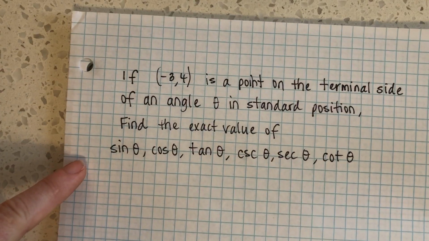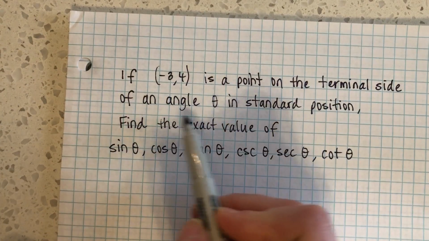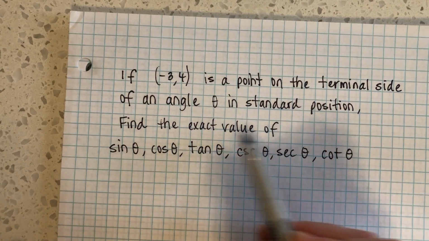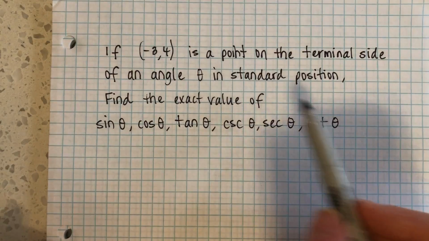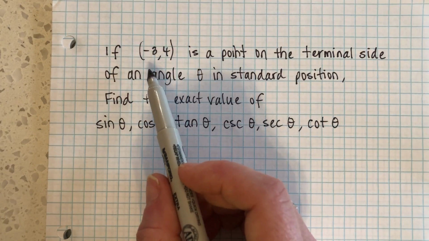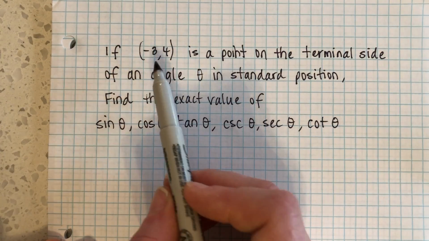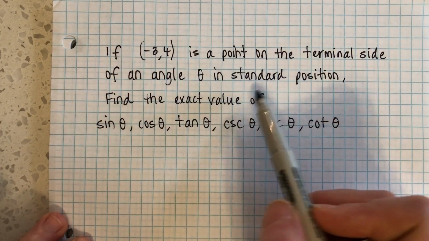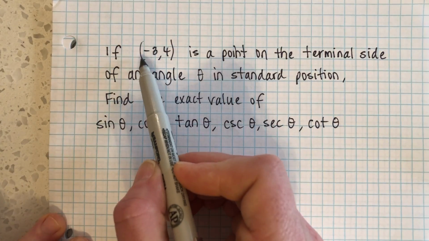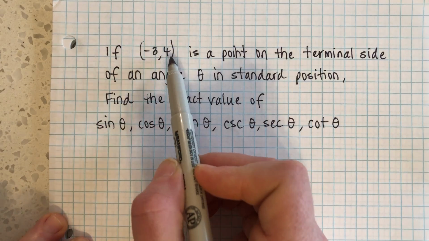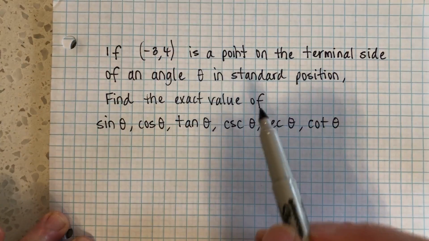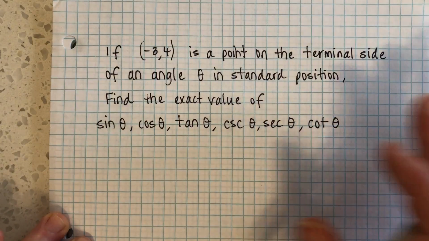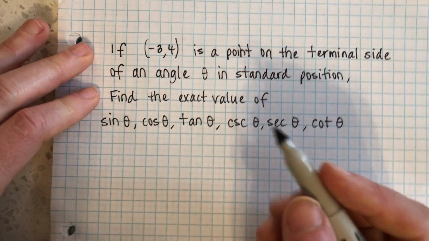Last one. If negative 3, 4 is a point on the terminal side of an angle in standard position, find the exact values of this. Notice, now they've given you a question that's similar to what we've done, but they didn't mention the unit circle. This is just a point that an angle passes through. Since they have not mentioned the unit circle, you can't assume that x is the cosine and y is the sine. So you're going to have to draw this one out.